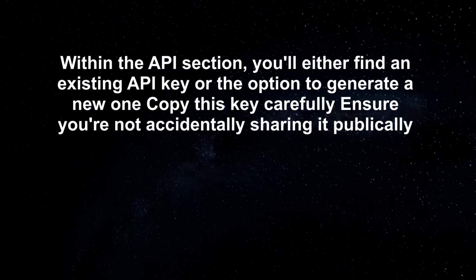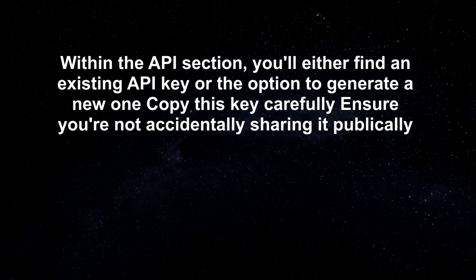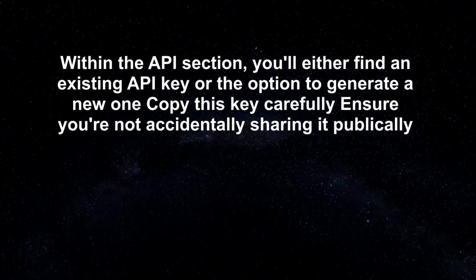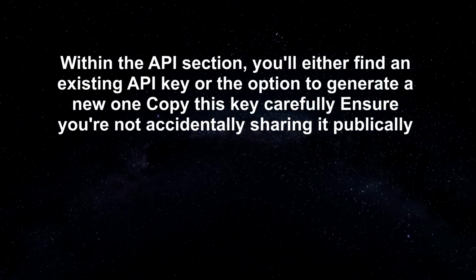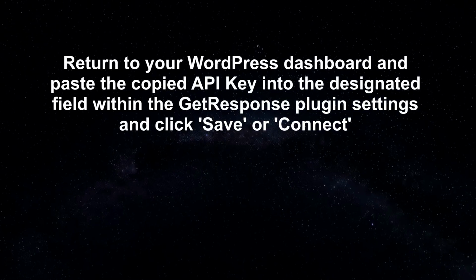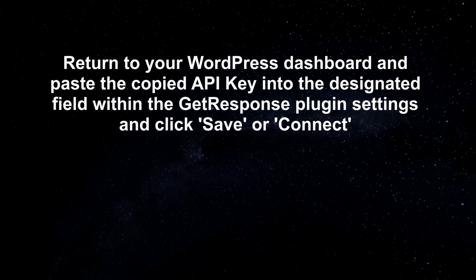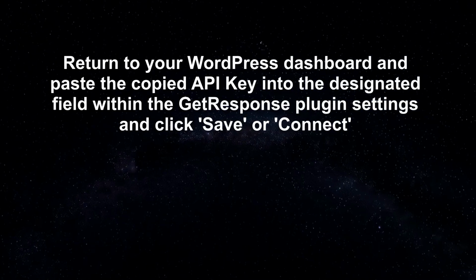Within the API section, you'll either find an existing API key or the option to generate a new one. Copy this key carefully. Ensure you're not accidentally sharing it publicly. Return to your WordPress dashboard and paste the copied API key into the designated field within the GetResponse plugin settings and click Save or Connect.